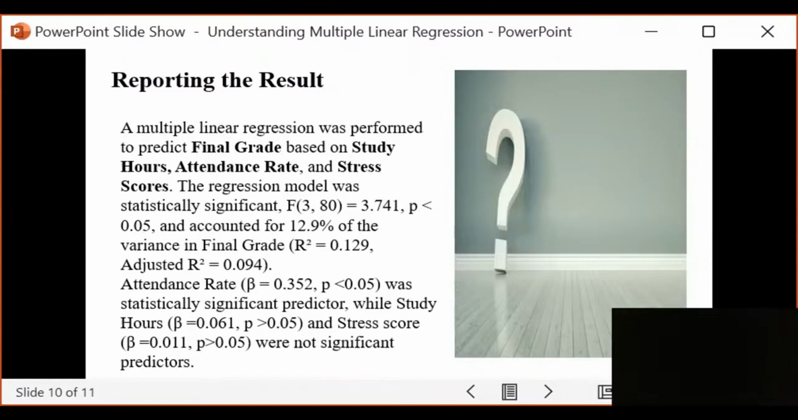So in simple terms, ang ibig sabihin ng report na to, our results suggest that students who have higher attendance rates tend to achieve higher final grades, even when controlling for study hours and stress levels. The overall model is statistically valid but modest in its predictive power, meaning that while attendance matters, there are likely other factors beyond these three that also influence academic performance. This finding highlights the importance of promoting regular attendance as a key academic strategy.